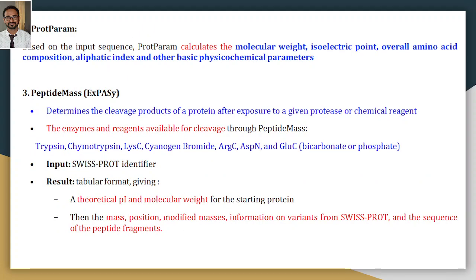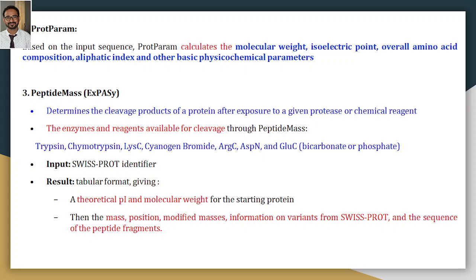Next, ProtParam. Based on the input sequence, ProtParam calculates the molecular weight, isoelectric point, overall amino acid composition, aliphatic index, and other basic physicochemical parameters. How does it work? It is not there universally, but just mention it and its importance, its introduction, all those things you can keep. Next, PeptideMass determines the cleavage products of the protein after exposure to a given protease or a chemical reagent. Here a peptide itself is a short piece of a protein, and it determines the cleavage products.